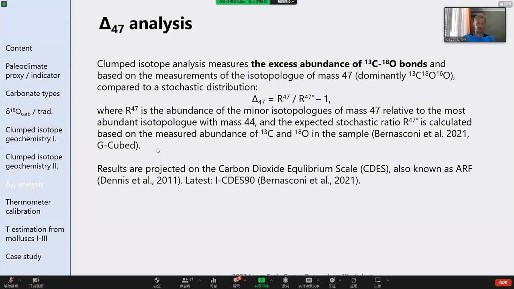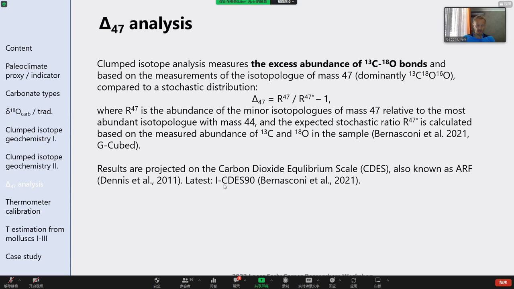It's important to note here that the clumped isotope measurement results should be projected on the carbon dioxide equilibrium scale. This is also known as the absolute reference frame, which was introduced by Dennis and co-workers. And it's actually important for standardization and to make sure that the measurements of different laboratories can be compared to each other, because the empirical equations used to create this absolute reference frame account for fragmentation and recombination reactions during the mass spectrometry.